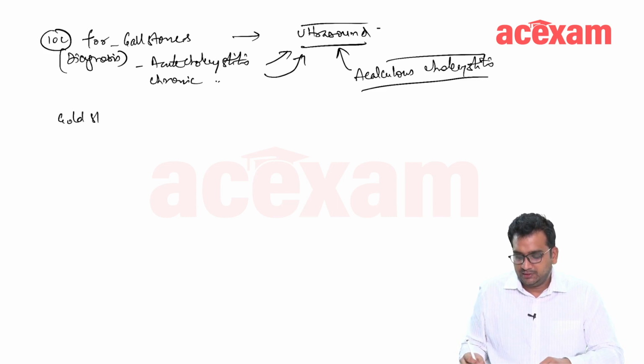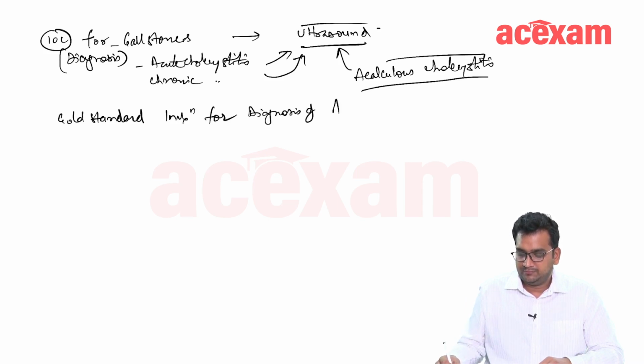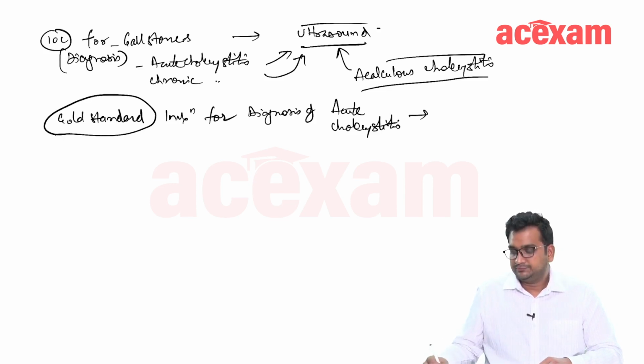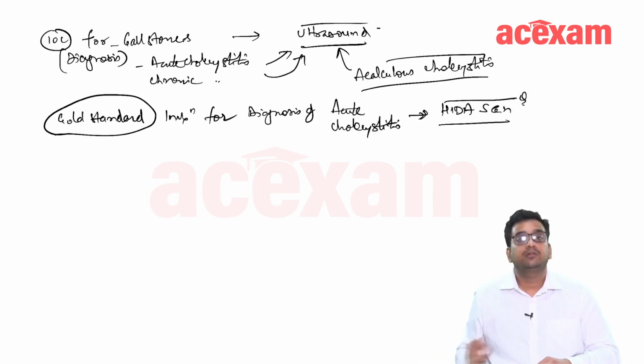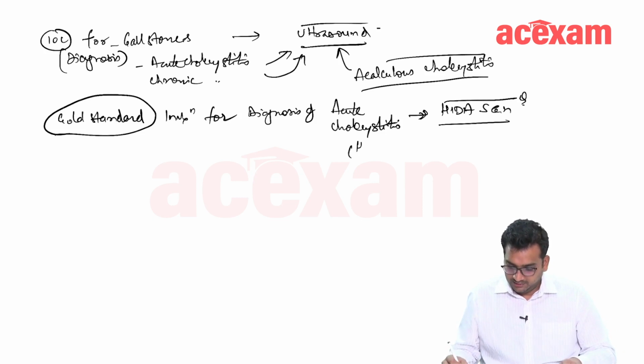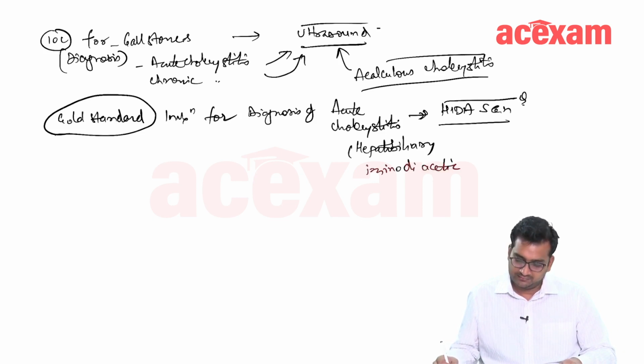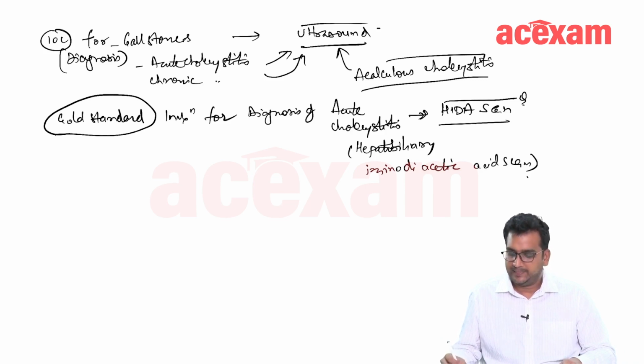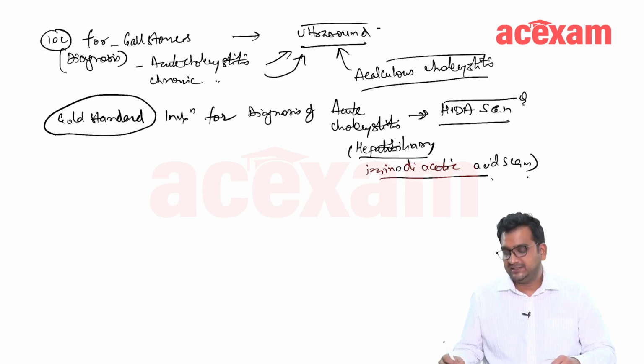Now, the gold standard investigation for diagnosis of acute cholecystitis. The answer is HIDA scan. What is this HIDA scan? It is the hepatobiliary iminodiacetic acid scan, which is a kind of nuclear scan.